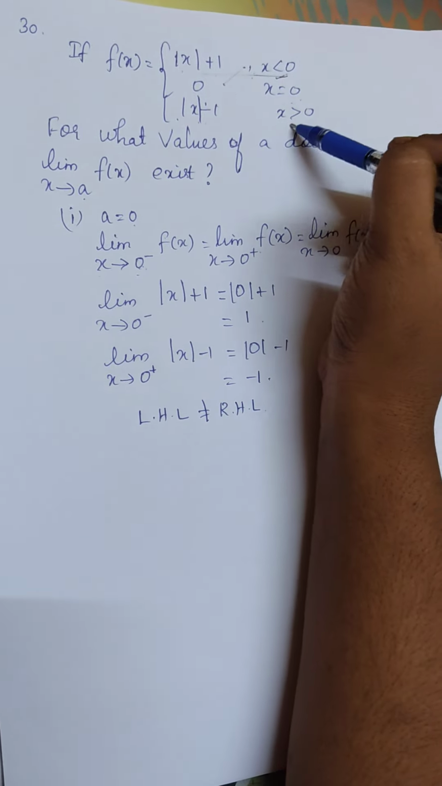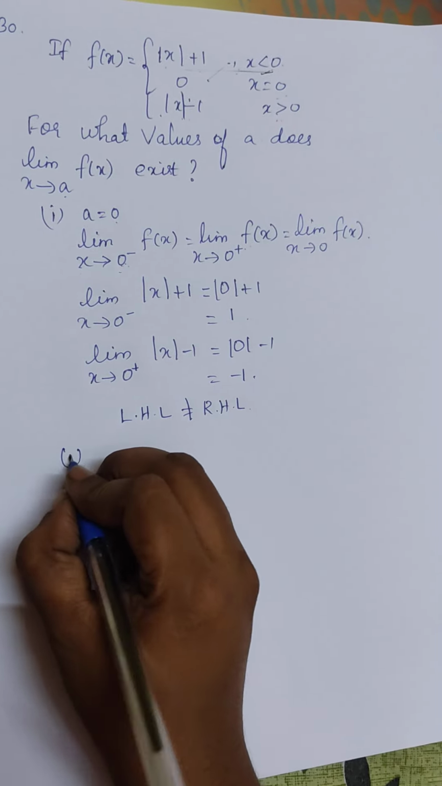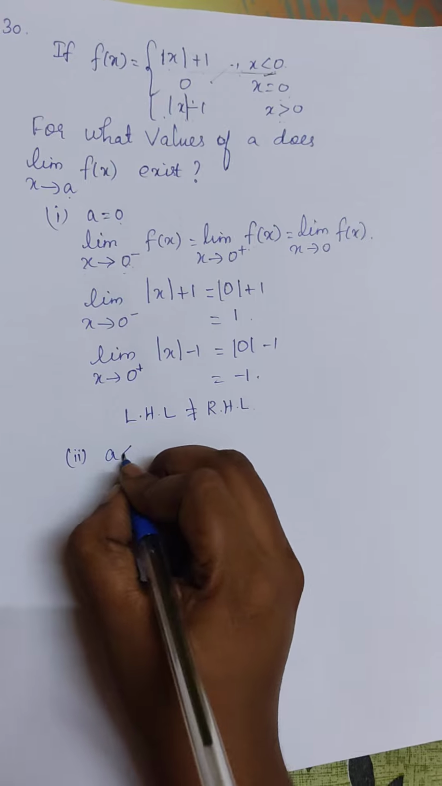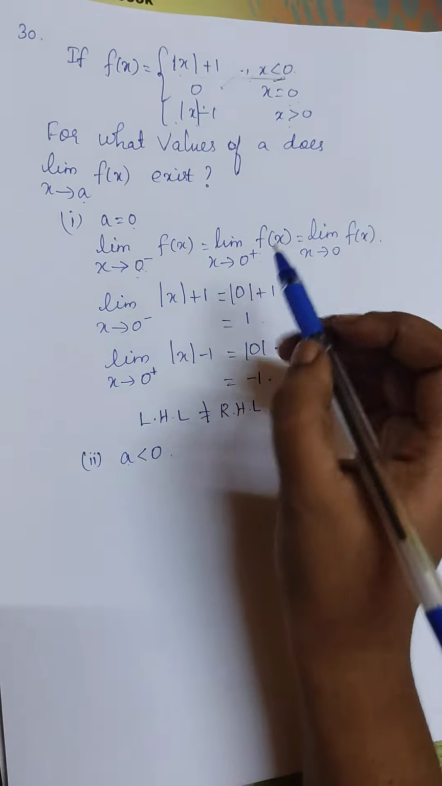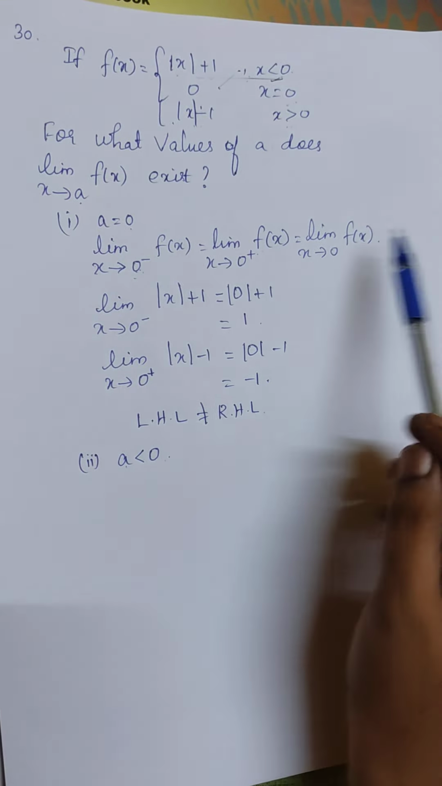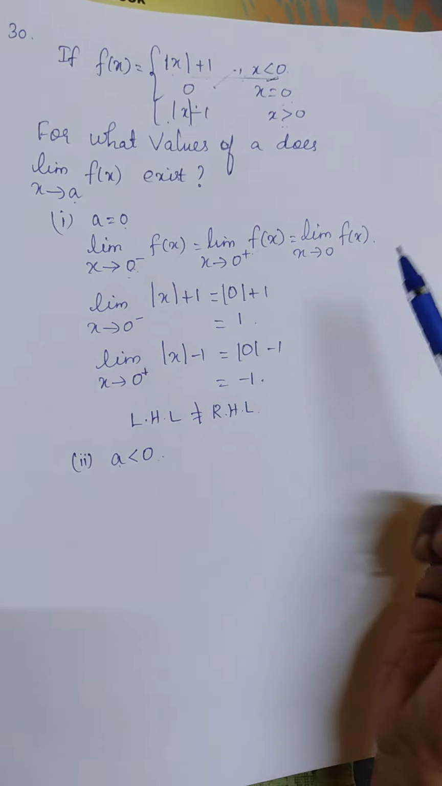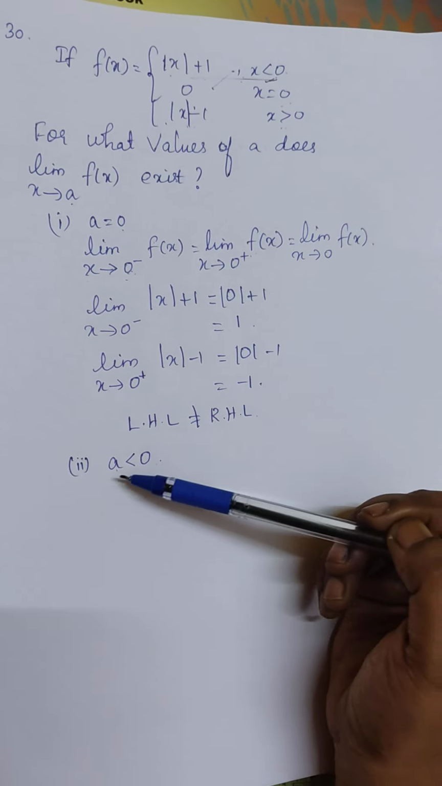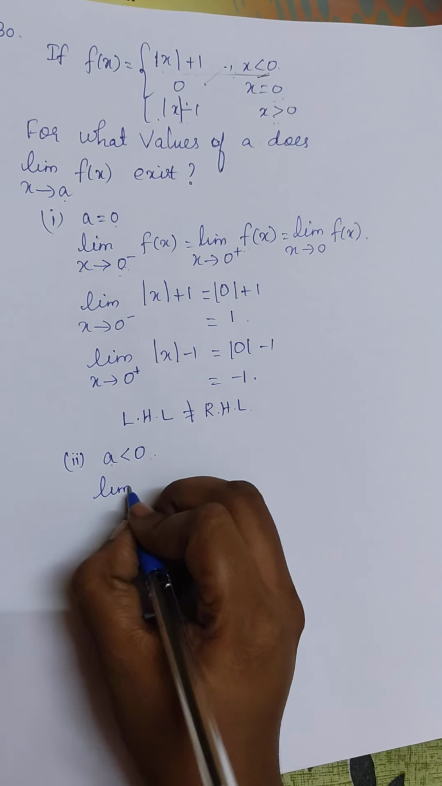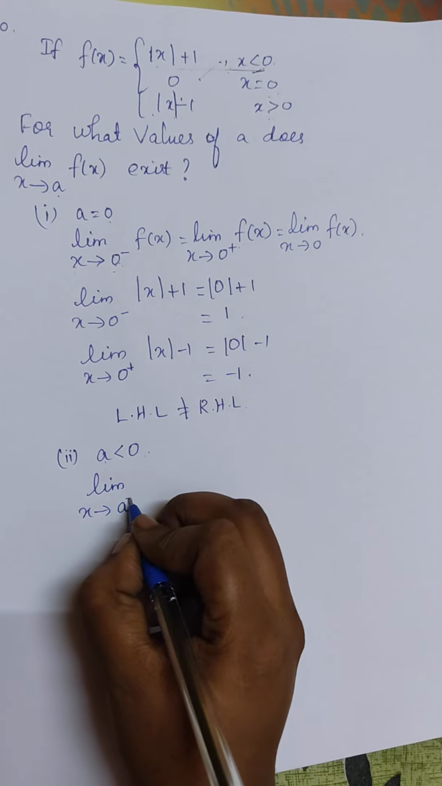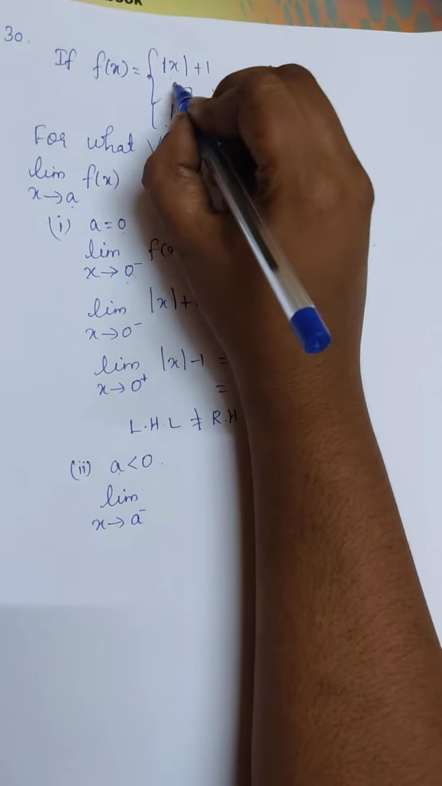Now the other two cases are positive real numbers and negative real numbers. So let us take case 2, a as a negative real number. If a is negative, again we are checking the left-hand limit and right-hand limit. If those two are equal, then we can say the limit exists for a negative. Okay, so now limit x tends to a minus. Since we are taking a negative real number, consider this case.